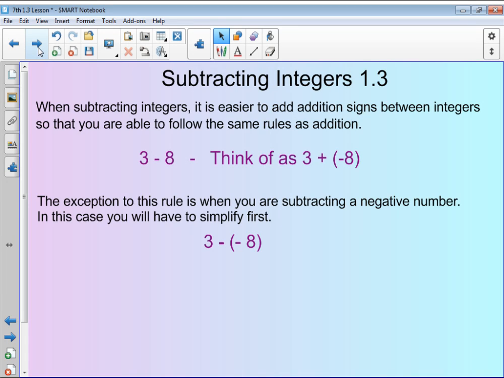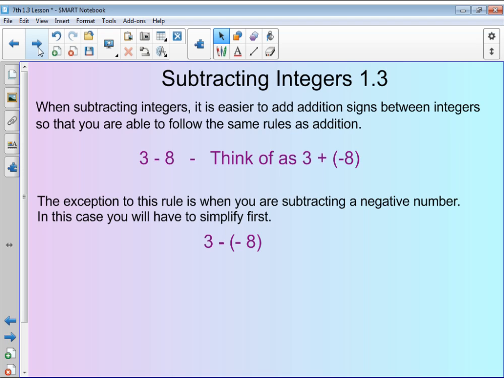Today we're going to be working with subtracting integers. When subtracting integers, it is easier to add addition signs between integers so that you are able to follow the same rules as addition. Okay? Remember when we worked with addition of integers, we used those sayings: same symbol, find the sum, apply the same symbol, and different symbols, find the difference, apply the larger sign.